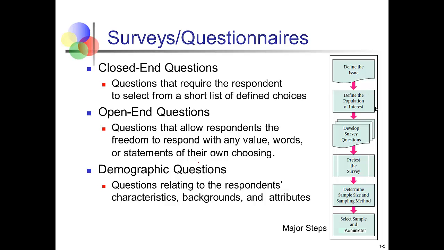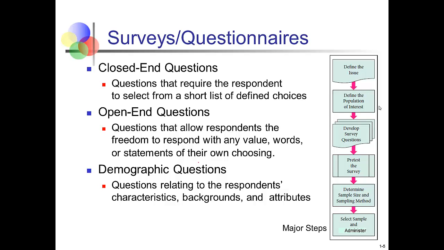So let's say, for example, we were interested in knowing how people on campus felt about the cafeteria food. Well, we could define the issue. We want to know if people are satisfied with the cafeteria food. Define the population of interest. That could be a couple of different things here. We could be interested in how everybody on campus feels about that food. But notice, we're still talking about only people on campus, so students, staff, and faculty alike.